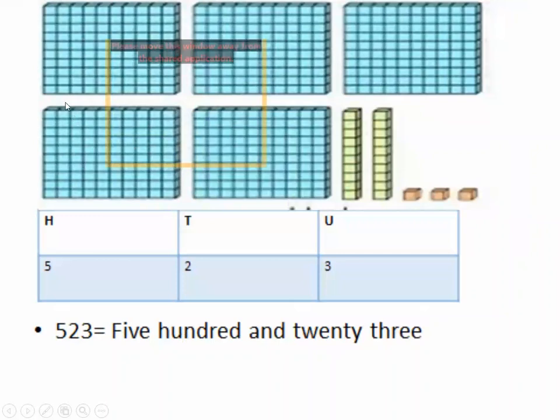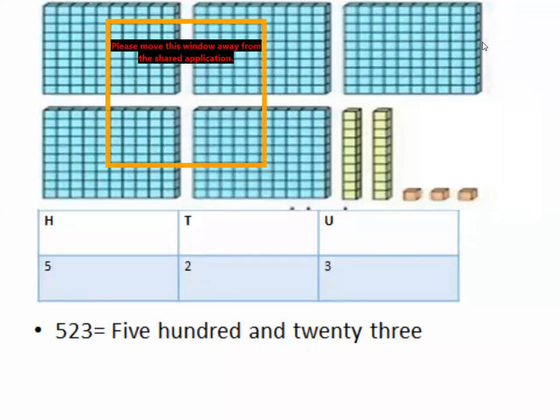Okay, this is the next example of a three-digit number. Tell me your answers on the chat box or raise your hand. How many blocks of hundreds are there? These squares show 100 blocks. So count it with me. One, two, three, four, five. There are 500 blocks. So we write 5 in the 100 column.